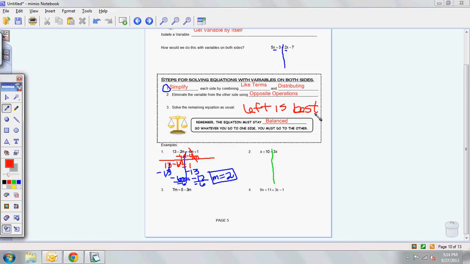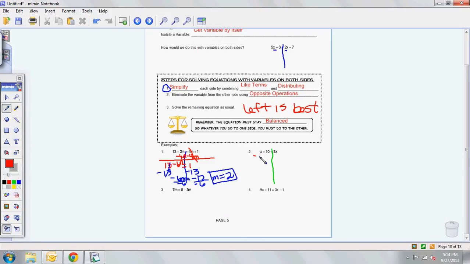Now, my rule up here doesn't work for this one, and let's think about that. If I take this to this side, if I get rid of this on this side, that means there's nothing left on this side, and that does not work. You can't have nothing on this side. You've got to keep it balanced. So this is an exception to my rule, left is best, because you actually have to bring it to the right. That way you'll have something on each side. So let me show you.